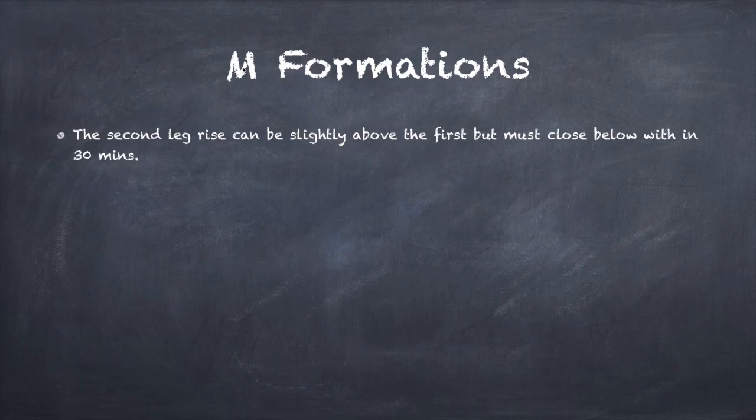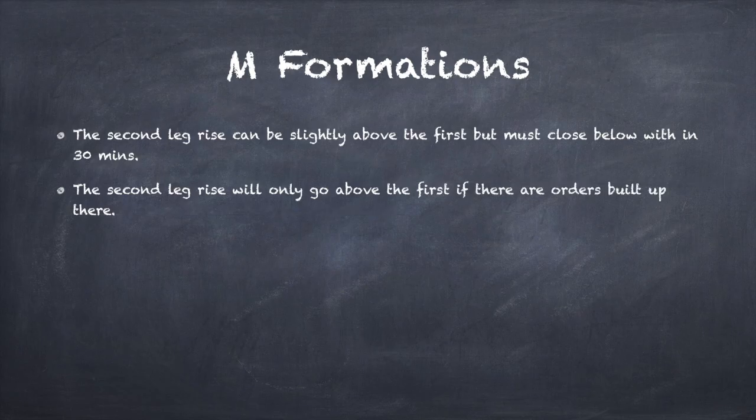You can basically expect market makers to continue to go up higher. So keep that in mind. If the second leg rise goes above the first leg and it doesn't come back down after 30 minutes, we've got a problem, meaning we don't have an M. Market makers are basically going to continue to go up higher.